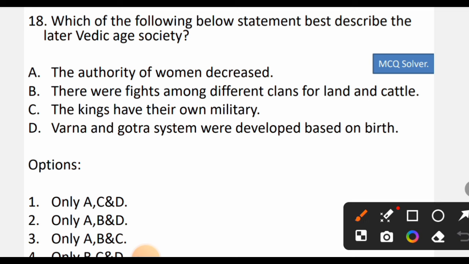First we will look into the statements. Statement A is a correct statement. It says that the authority of women decreased. Yes, it was correct.